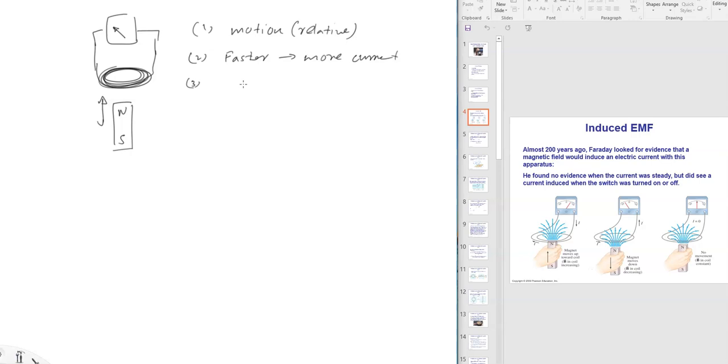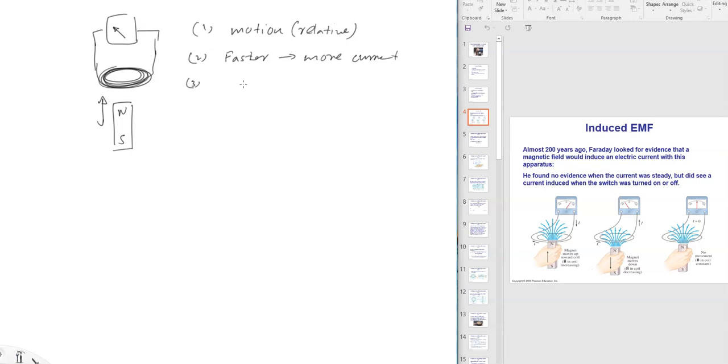So to produce the current, you have to have a relative motion. The amount of current produced depends on the magnetic field, the coil, and how fast you move it back and forth. The direction of the current depends on which pole, north pole or south pole, is coming in or whether it's going back. So it depends on the type of pole and which way it's moving.